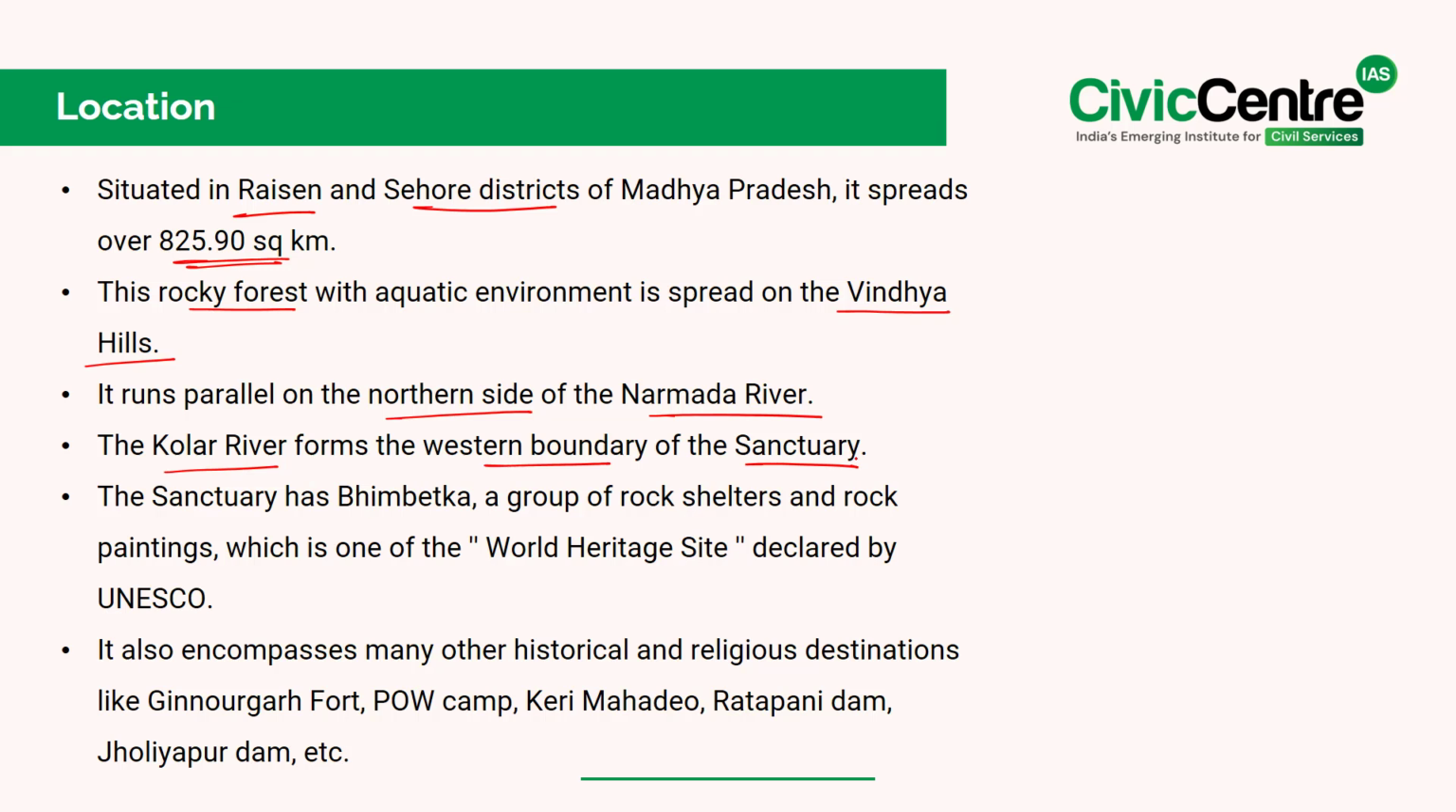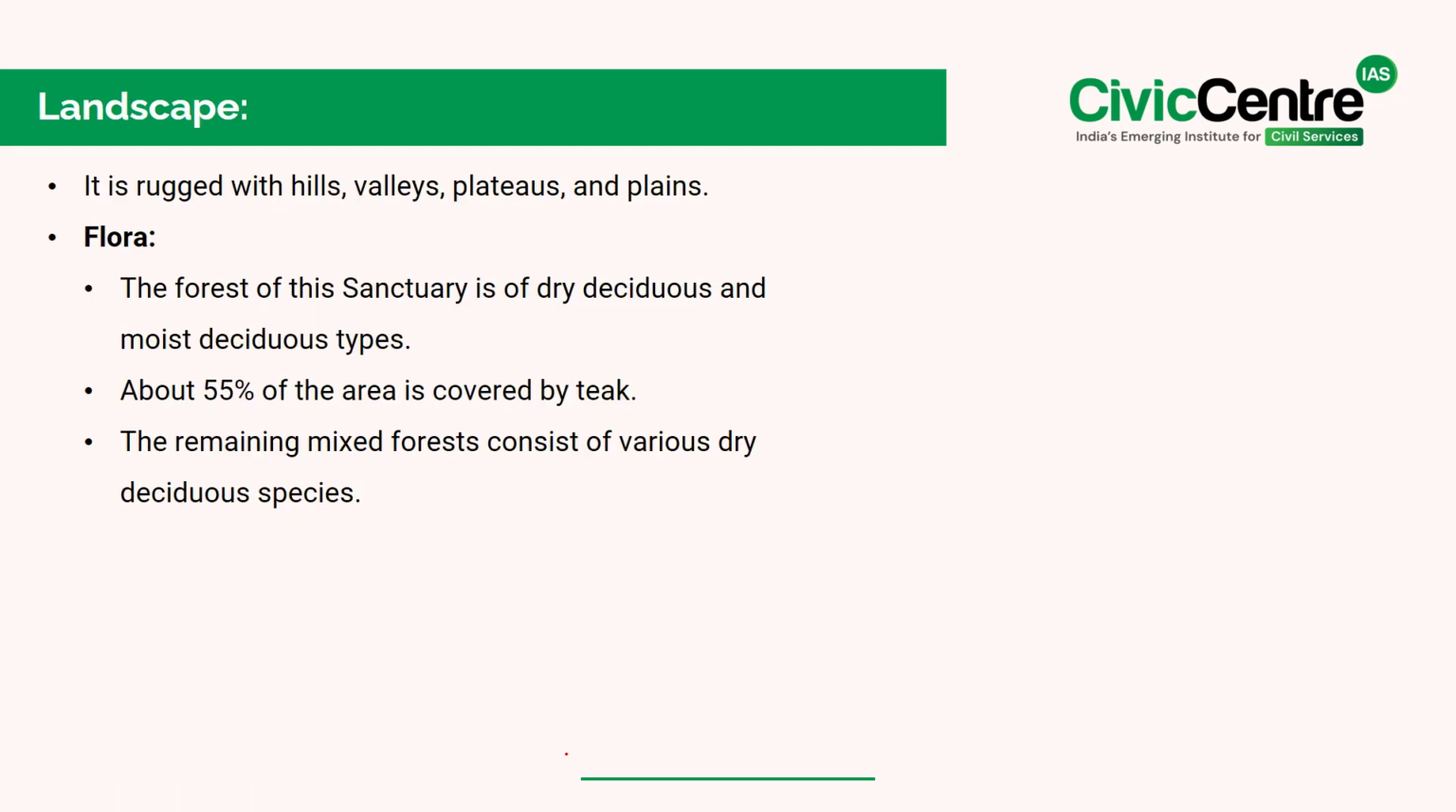Significantly, the sanctuary has Bhimbetka, which is a group of rock shelters and rock paintings, one of the World Heritage Sites declared by UNESCO. Furthermore, it also encompasses many other historical and religious destinations like the Ginorgarh Fort, POW Camp, Keri Mahadeo, Ratapani Dam, Jholiapur Dam, etc. Now, if you look at its landscape, it is rugged with hills, valleys, plateaus and plains.